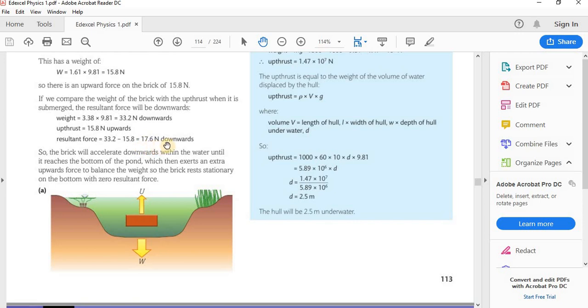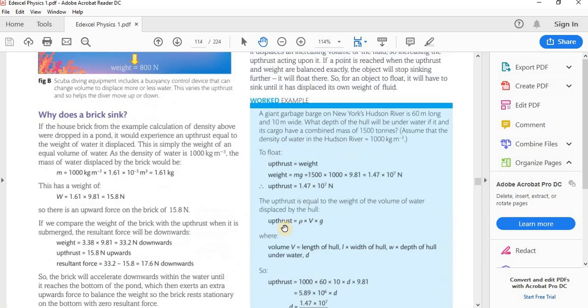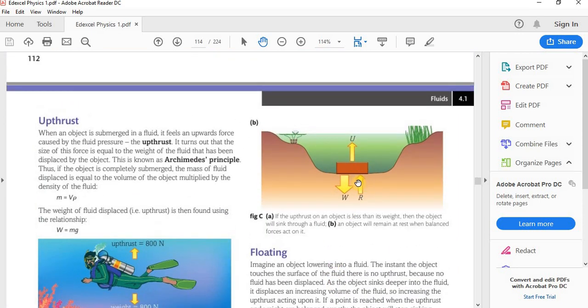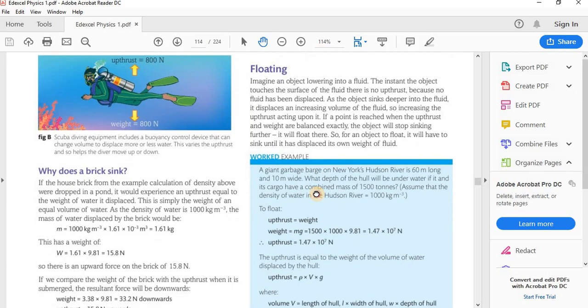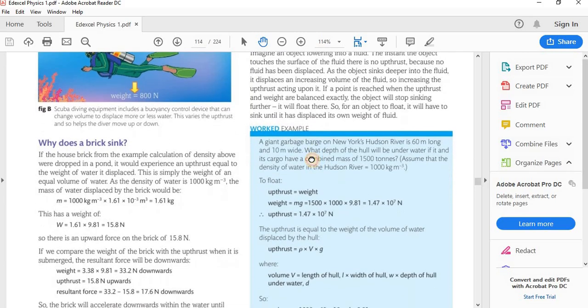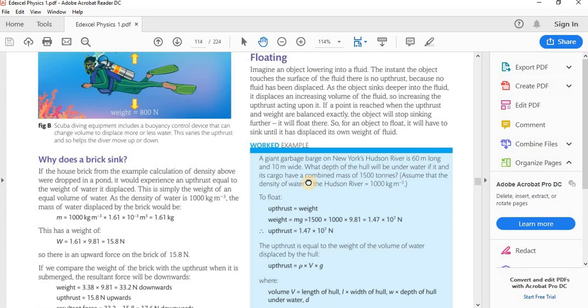Okay, so 17.6 newtons downwards was the resultant force. The normal contact force here is also 17.6 newtons. So there is no net force or no resultant force when the brick is at the bottom of the pond. Okay, so it will be in equilibrium. The resultant force is zero, therefore it will be stationary. And here is another example.